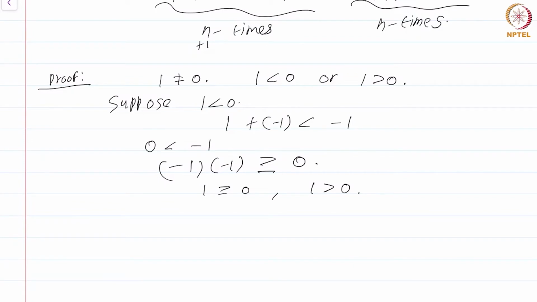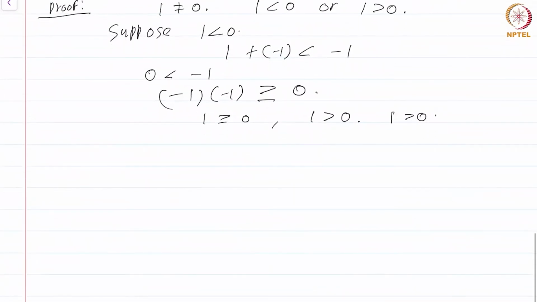We started out with suppose 1 is less than 0, and we got 1 greater than 0. So this is a contradiction. So 1 is always greater than 0. That's the conclusion. Now the second part of the proposition about the inductive behavior is left as an exercise for you to do.